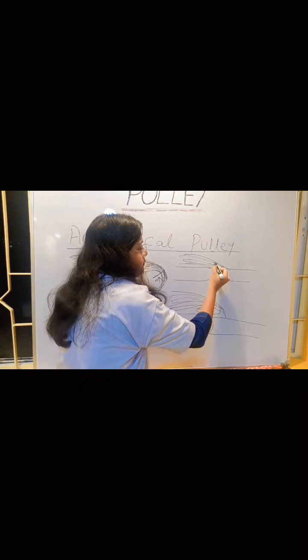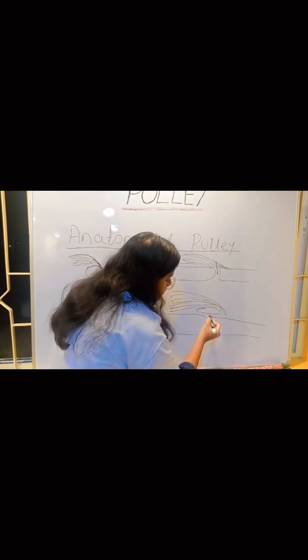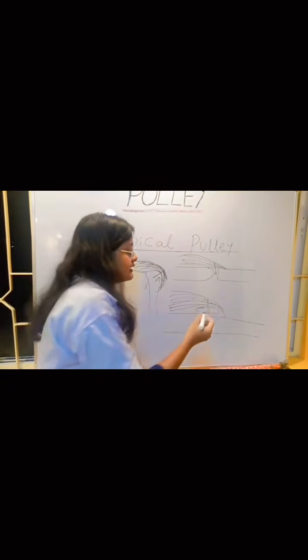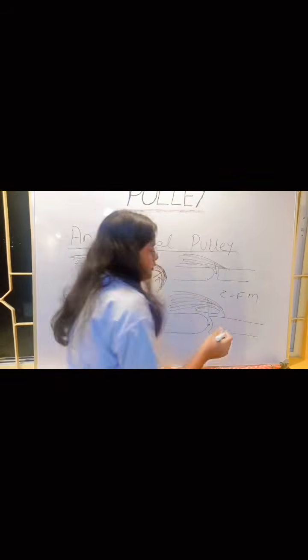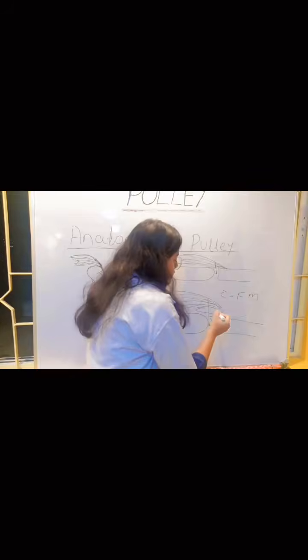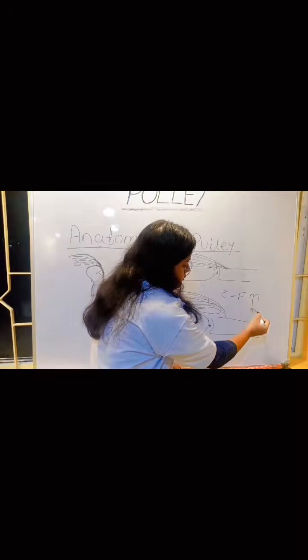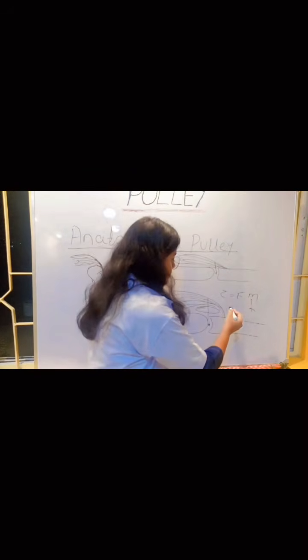So let's calculate the moment arm. Here the moment arm is this much, but here the moment arm is this much. So the moment arm increases. Then torque is equal to force times moment arm. We can give the same force, but here the moment arm is greater. So torque will definitely increase.